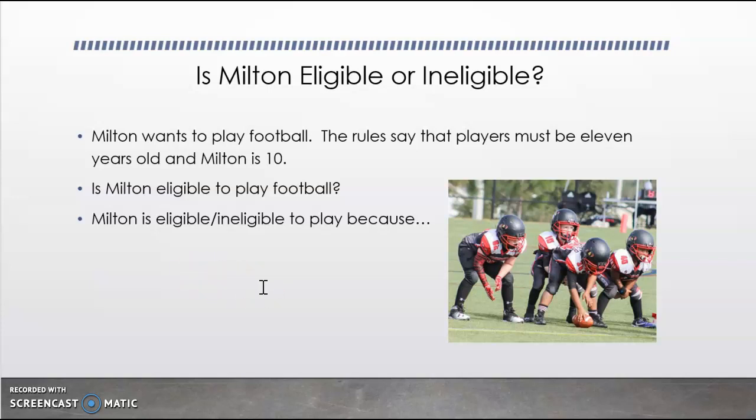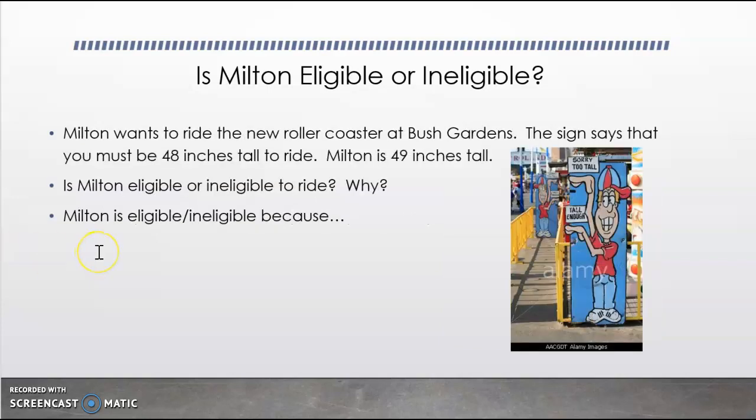So Milton wants to play football. The rules say that players must be 11 years old and Milton is 10. Is Milton eligible to play football? Right, in this example, he is ineligible. If you have to be 11 and he is only 10, then he is not quite old enough yet. He is not able to, he is ineligible. Let's look at the next example.